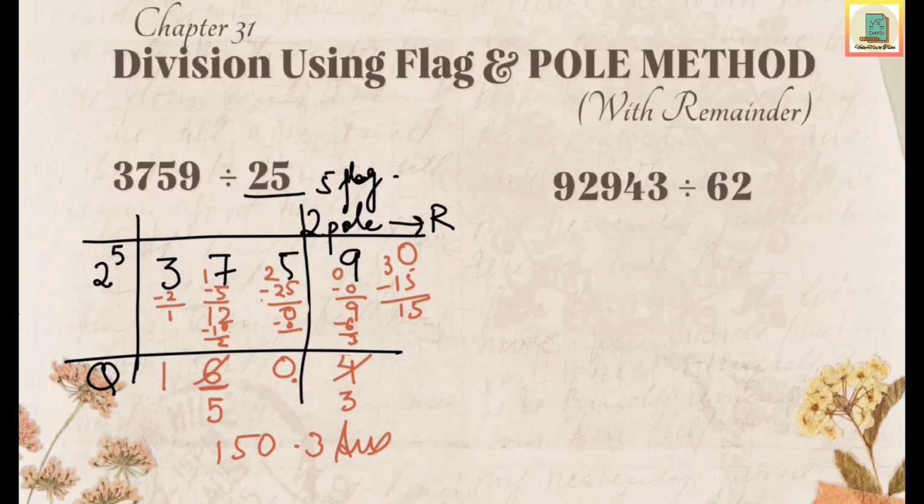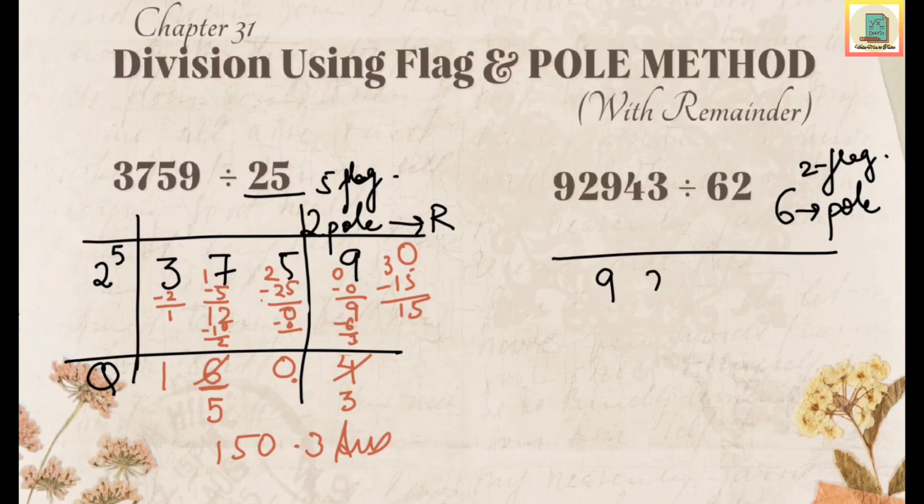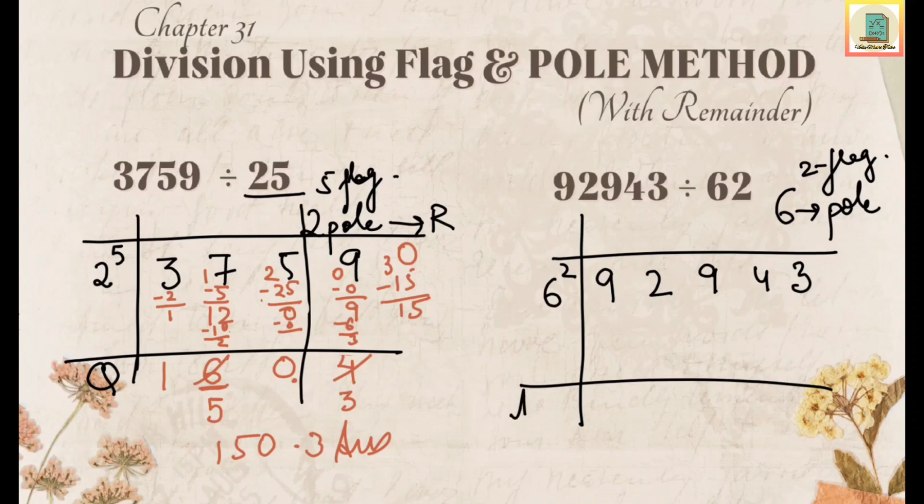Now here the next question is 92943 divided by 62. So here also 6 will be considered as a pole and 2 will be considered as a flag. Now let's write the digits, that is 92943. Now make a partition. Here we are writing the divisor 6 and 2 as a flag, and here we'll write the answer or the quotient. Now since we have single digit in the flag, so we will leave one digit from the right and put a partition line. So this part will be the remainder part.